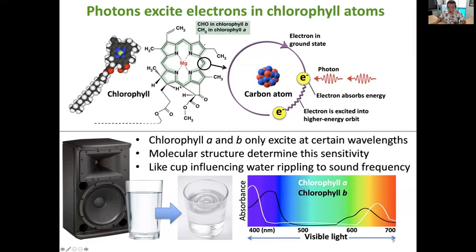The structure of the chlorophyll A and B is the right structure so that they are most sensitive to absorbing the purple and the blue wavelengths of light, as well as the yellows, oranges, and reds. But they are the wrong structure to absorb the green wavelengths. So those are the wavelengths that bounce back.